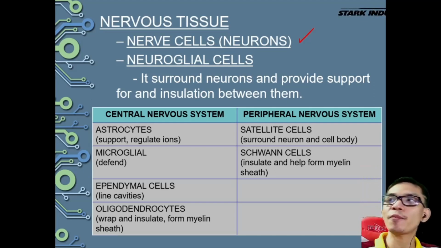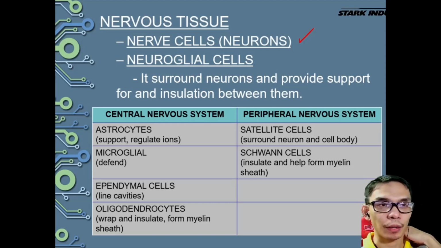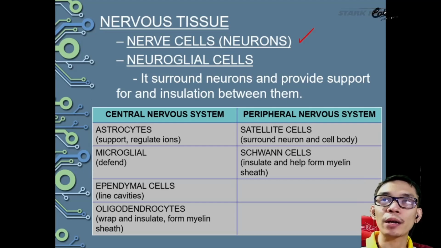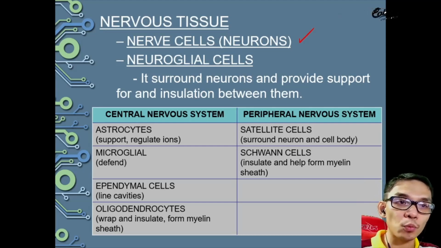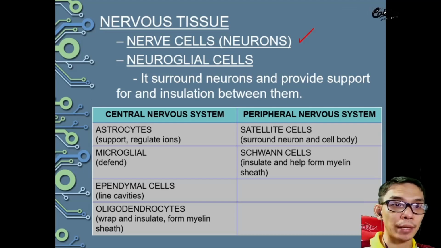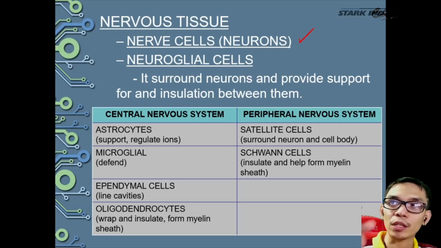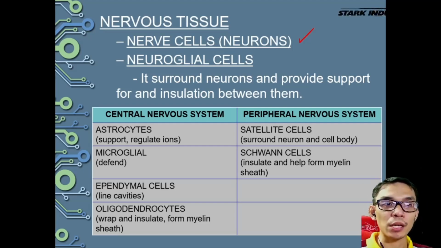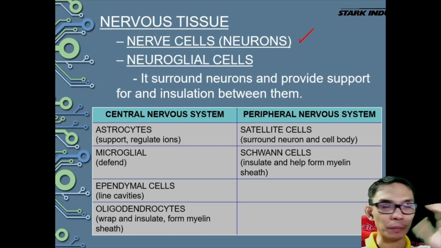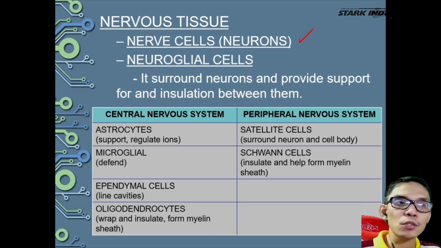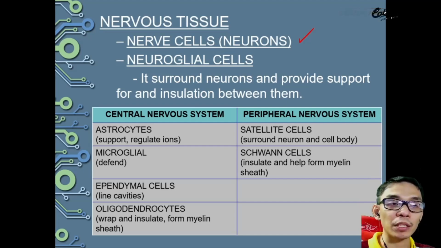The next one is the peripheral nervous system. The peripheral nervous system is comprised of two glial cells. Number one is the satellite cells, and the second one is the Schwann cells. The satellite cells are designed to protect what is around them. It can be a neuron, so it protects the cells of that particular neuron.